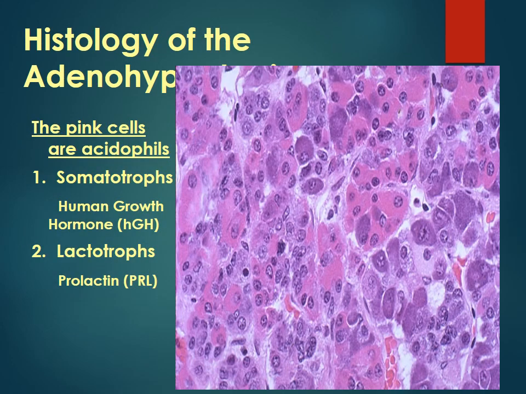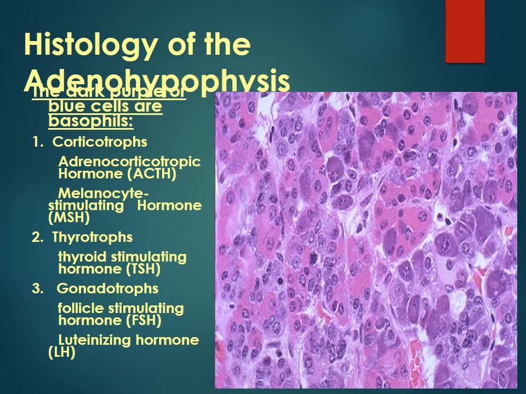So histology of the adenohypophysis: the pink cells are acidophils. Somatotrophs, examples are human growth hormone, HGH, then lactotrophs, prolactin. So histology again of the adenohypophysis, the dark purple or blue cells are basophils. Number 1, corticotrophs, the example the adrenocorticotropic hormone, ACTH or MSH. Then thyrotrophs, like the thyroid stimulating hormone, TSH. Gonadotrophs, follicle stimulating hormone or FSH, and luteinizing hormone, the LH.